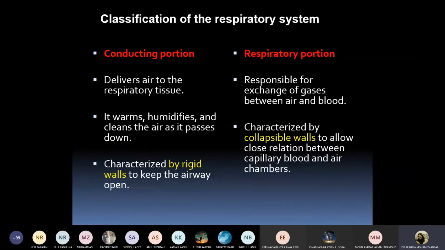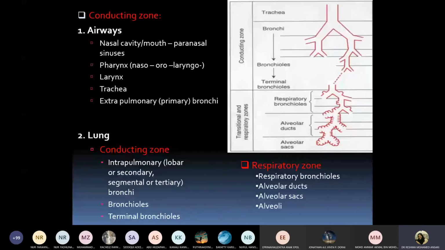So what are the conducting zones and what are the respiratory zones? The conducting zone has two parts, one in the airways, second in the lung. In the airways, of course, the nose or the nasal cavity plus the paranasal sinuses. Number two is the pharynx. Pharynx is considered a portion of the gastrointestinal tract. Only the naso and the laryngopharynx will be a part of the respiratory tract. More about the pharynx we will talk about in the GIT.